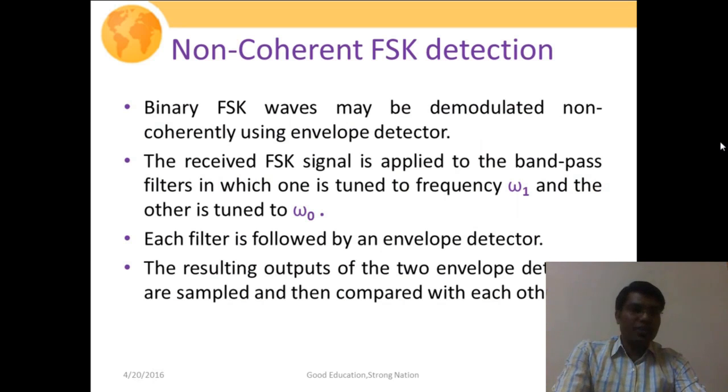This particular slide shows the explanation of whatever we have discussed in our last slide. So a binary FSK wave may be demodulated non-coherently with the help of an envelope detector. The received FSK signal is applied to band pass filters, in which one is tuned to central frequency omega 1 and another one is tuned to frequency omega 0. Each filter is followed by an envelope detector. The resulting outputs of the two envelope detectors are sampled and then compared with each other. The working of the envelope detector we have already discussed earlier.